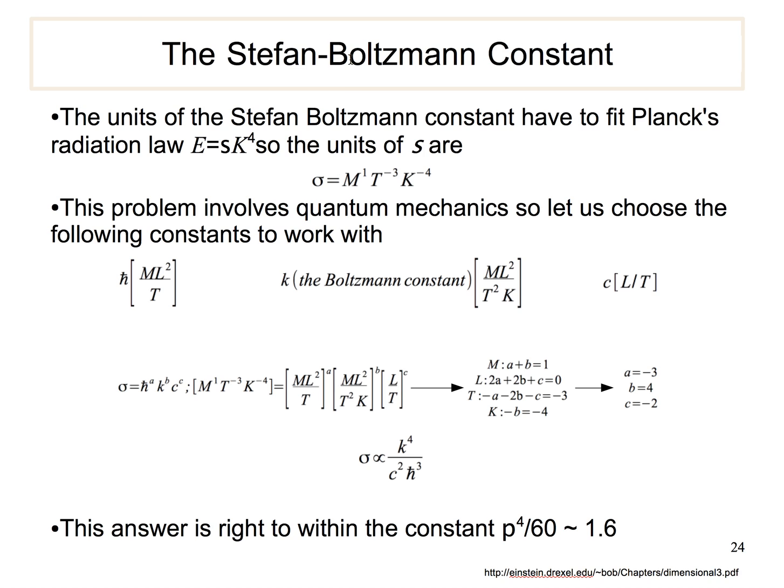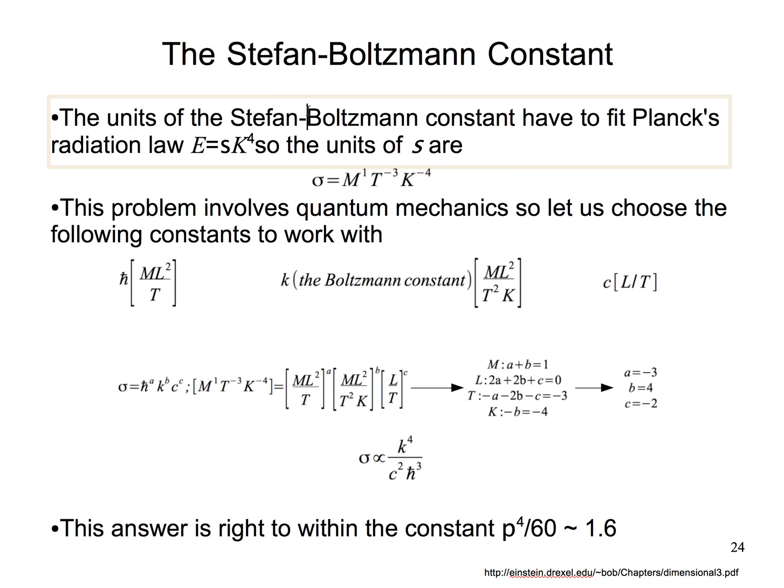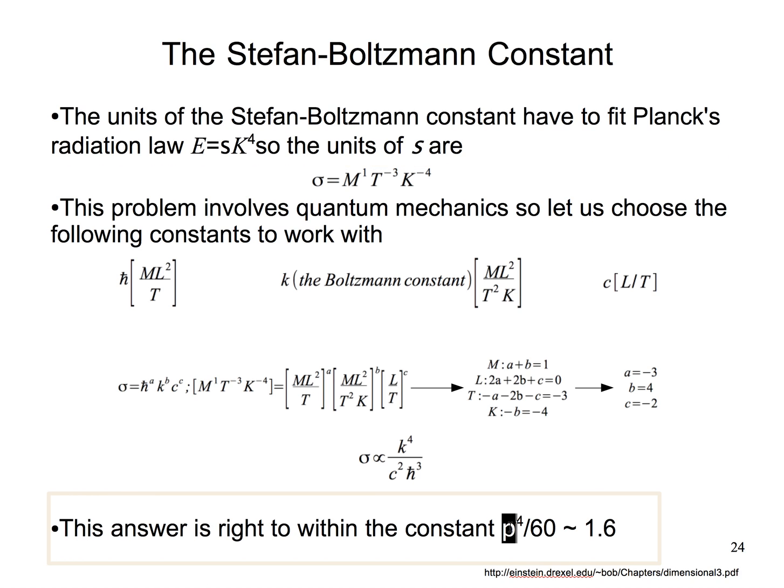The Stefan-Boltzmann constant, which is so critical. Once again, I have to fix these. Sorry. The Stefan-Boltzmann constant, a critical parameter in quantum physics and black body radiation and so forth, comes out to be this. The real value has a multiplier of pi to the 4th over 60, which means our calculation is correct to within a factor of 1.6. So, hooray for that.